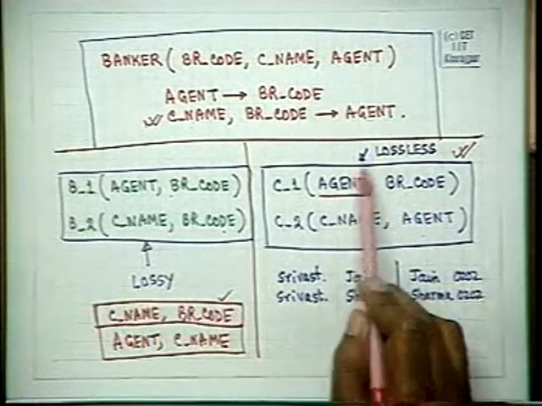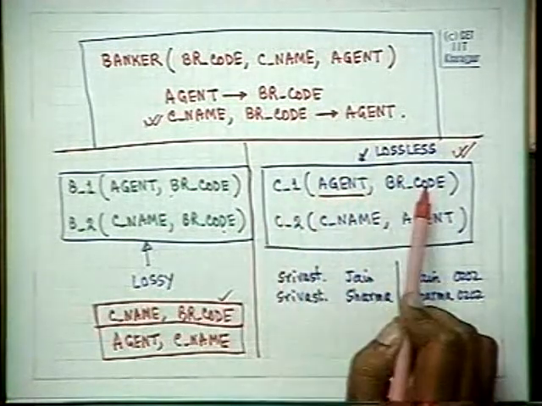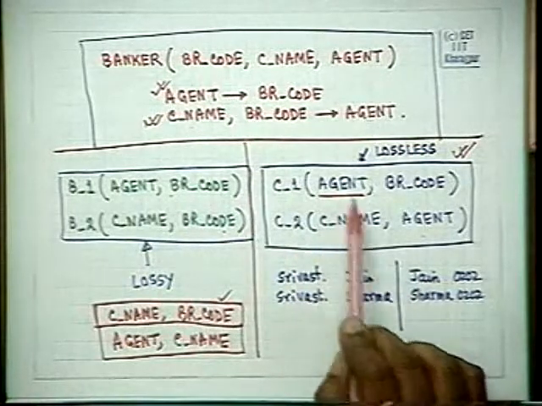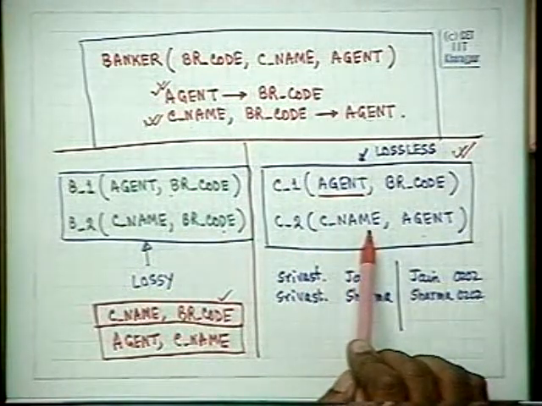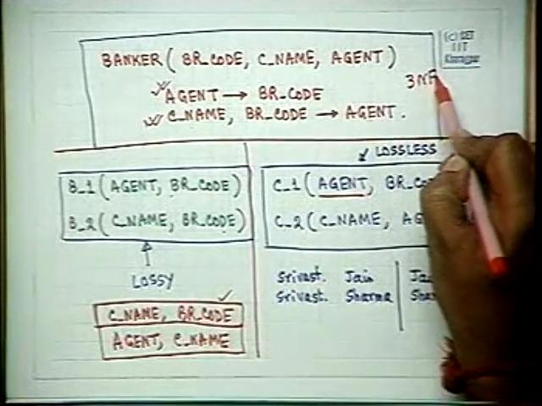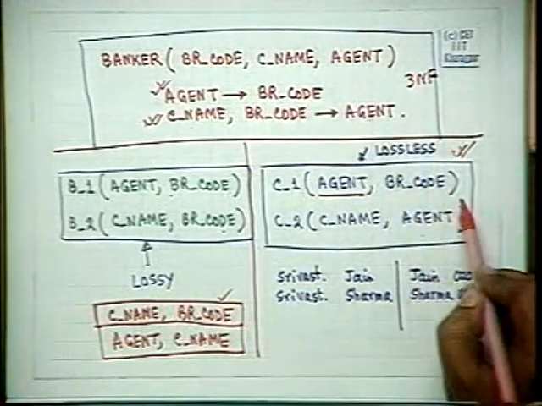Agent is a key in this relation scheme because of this functional dependency, and therefore doing a natural join here will make it lossless. And therefore, while this one is in 3NF, it is not in BCNF, and this one is in BCNF.